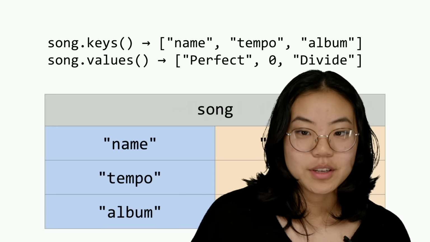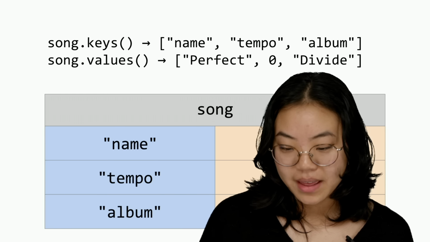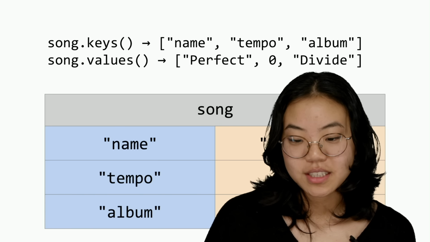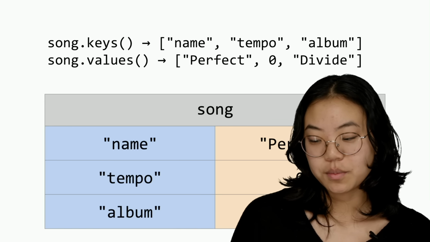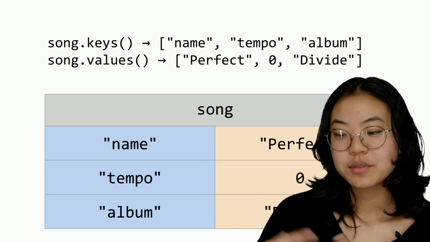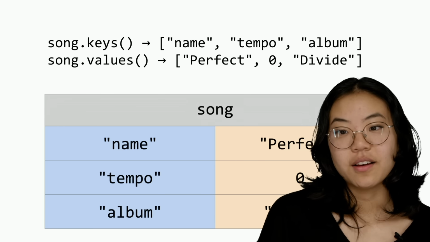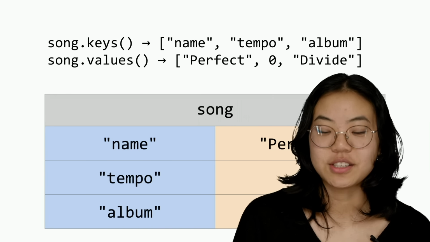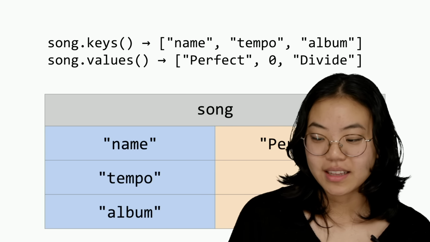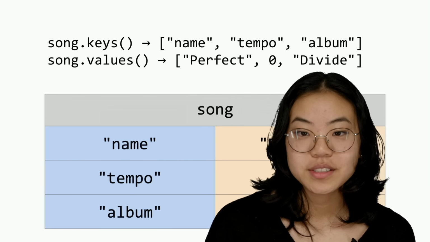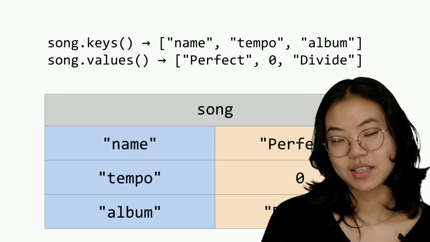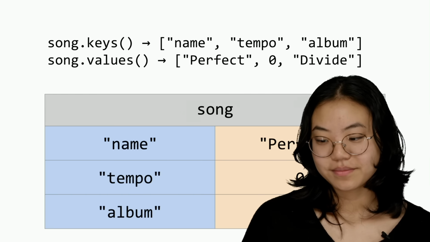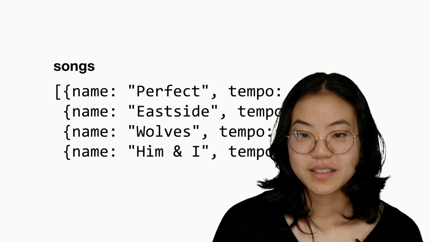We also have some helpful methods that come with dictionaries. If you did songs.keys, open close parentheses, that would return to you a list of the keys in the dictionary songs. And then similarly, if I did .values, that would give me a list of all the values in the dictionary song.